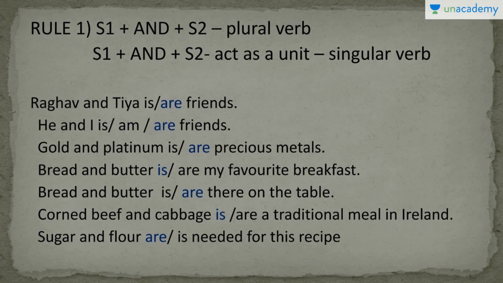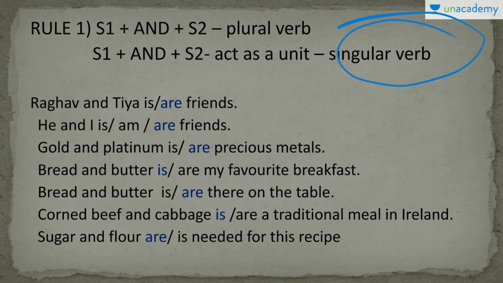Now, this is the first rule. When two subjects are joined by and, they refer to two different things or persons, they give a plural sense and therefore a plural verb has to be used. Whereas, when two subjects joined by and work as a unit to form something else or to refer to something else, they give a singular sense and hence are followed by a singular verb.